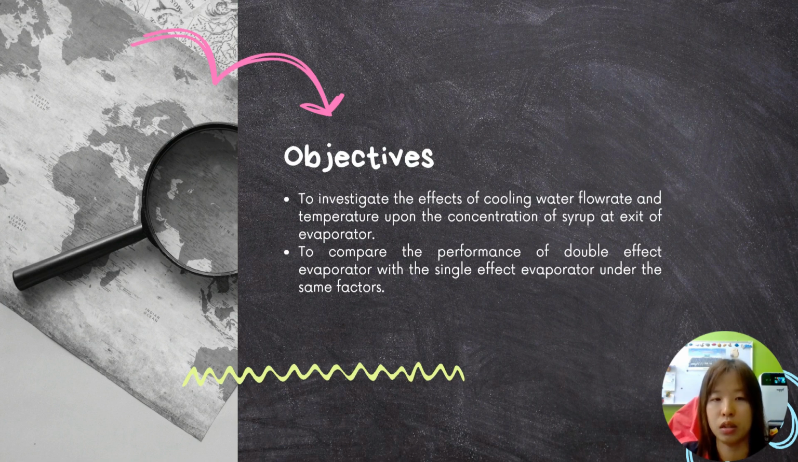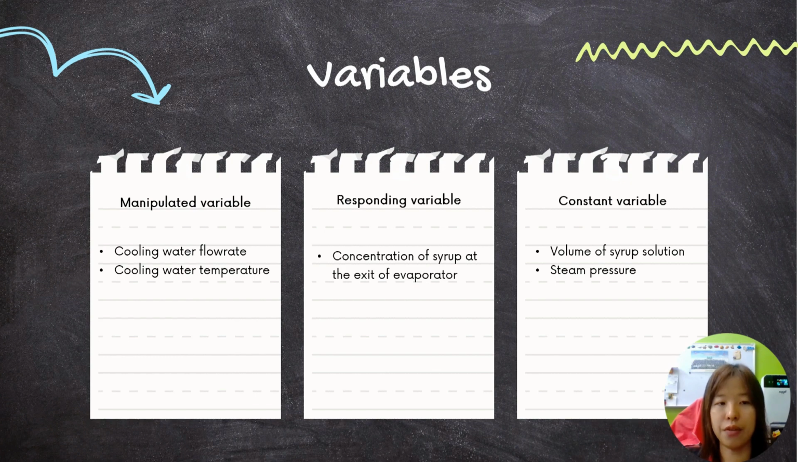the same factors. The manipulated variable is the cooling water flow rate and also the cooling water temperature. For the responding variable is the concentration of syrup and the acid of evaporator. And last, the constant variable is the volume of syrup solution and also the steam pressure.